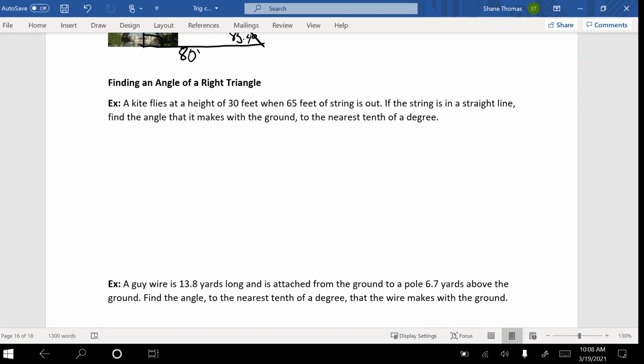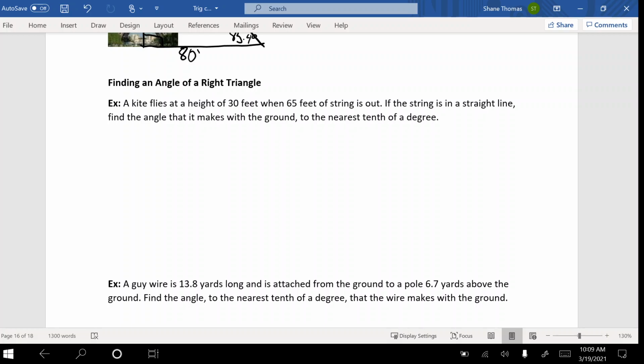So we have a kite flying at a height of 30 feet when 65 feet of string is left out. If the string is in a straight line, find the angle that makes with the ground to the nearest tenth of a degree. So let's draw a picture. First thing, I remember I told you this last chapter. Anytime you're doing problems like this, draw a picture.